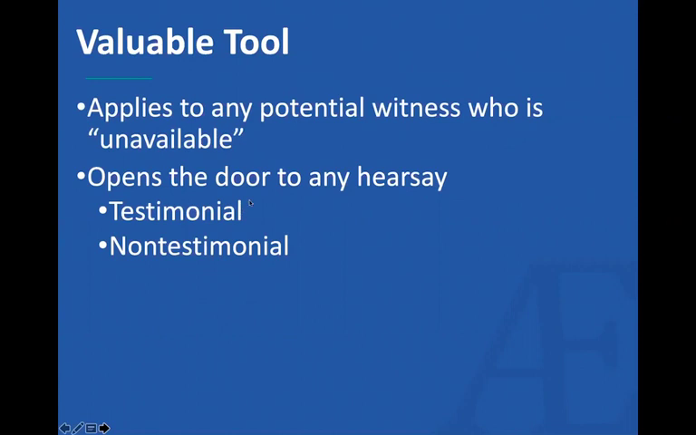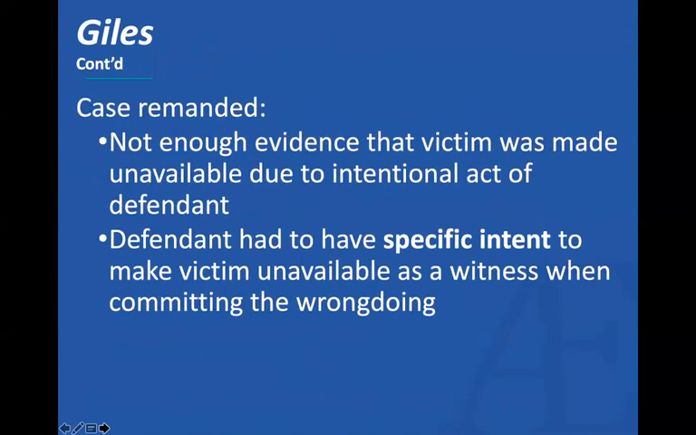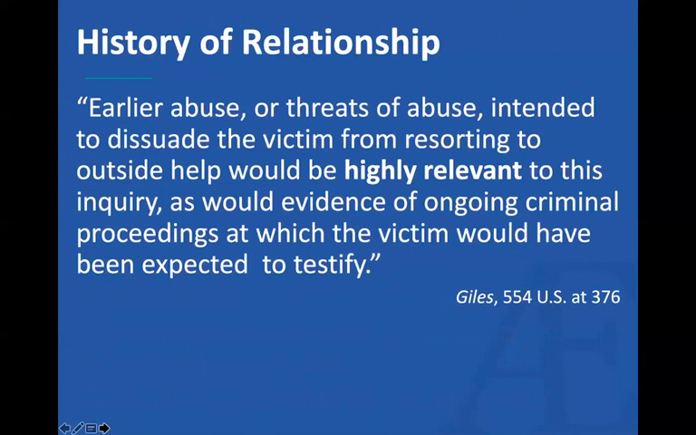Okay. And Giles v. California was the major federal case on forfeiture by wrongdoing that established those three principal elements. As we're running out of time, I'm not going to go through all of what Giles said, but basically they said you have to show those three things: that the witness is unavailable, that the defendant did something to make them unavailable, and that making the witness unavailable was their intent.